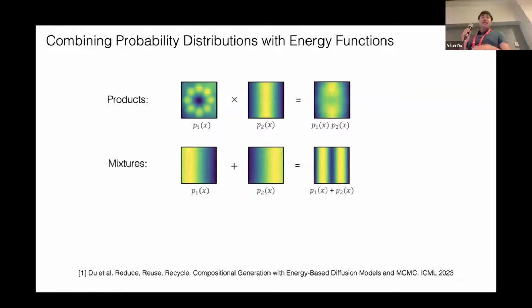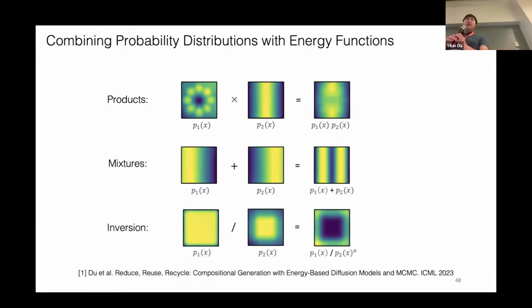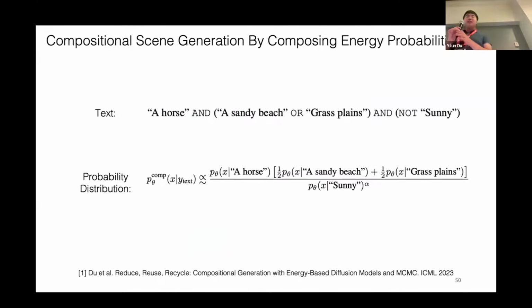Or, by taking one energy function and subtracting the other one, you can draw samples from the distribution P1x divided by P2x to the alpha. So why is this useful? The nice thing is that it allows you to repurpose generative models to construct more complex scenes than maybe the ones they've been trained on. As an example, assume we have a pretty simple generative model. We've trained it on single noun phrases, to generate a scene of a horse, a sandy beach, grassy plains, or sunny.